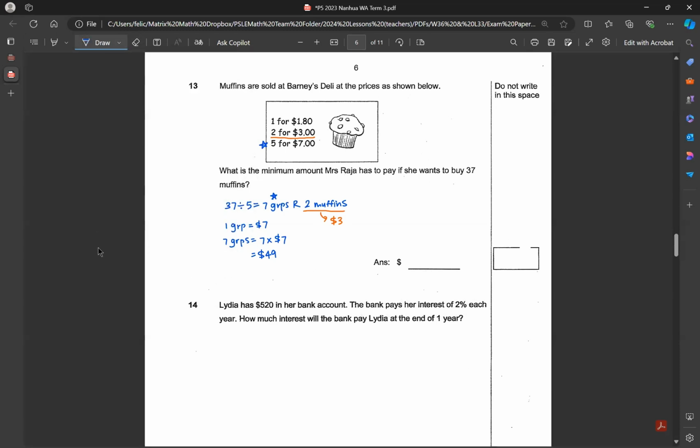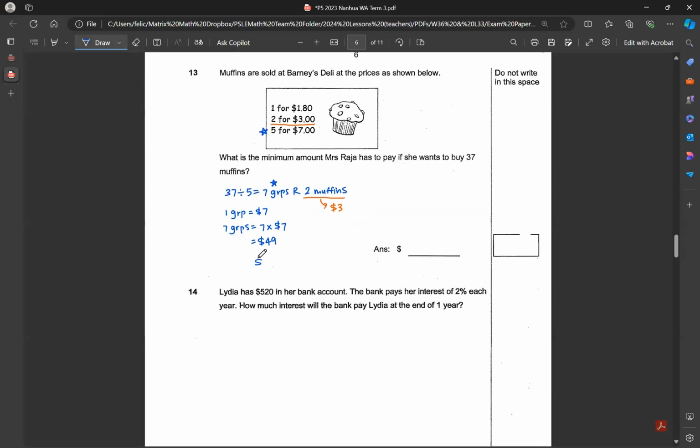All right, so now finally we can add up the money that she needs to pay. The $49 from the 7 groups plus that $3 that she has to pay, which is $52.